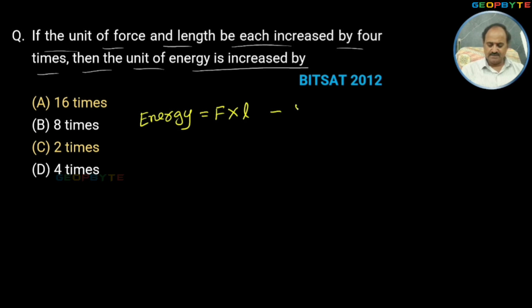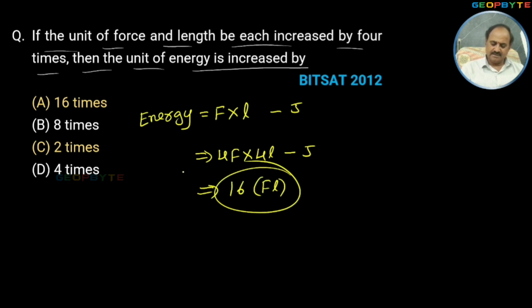Length unit. Unit is joule. If force is increased by 4 times and the length is increased by 4 times, then the energy is increased by 16 times the FL. That means when the force is increased by 4 times and the length is increased by 4 times, the energy is increased by 16 times. Option A is absolutely correct. Simple question. Logically, you can decide the answer.